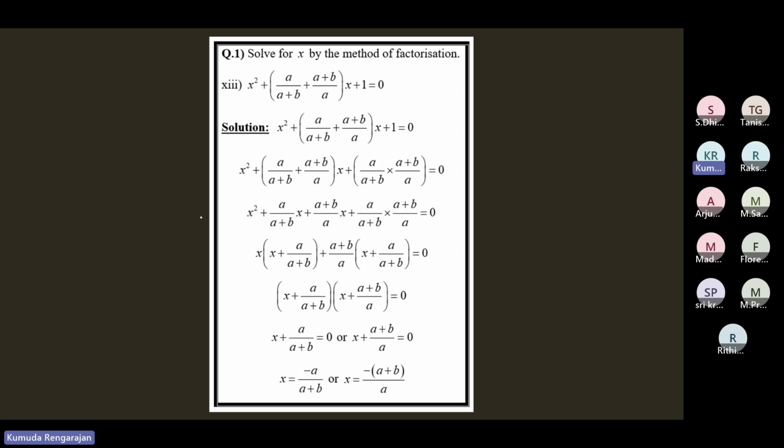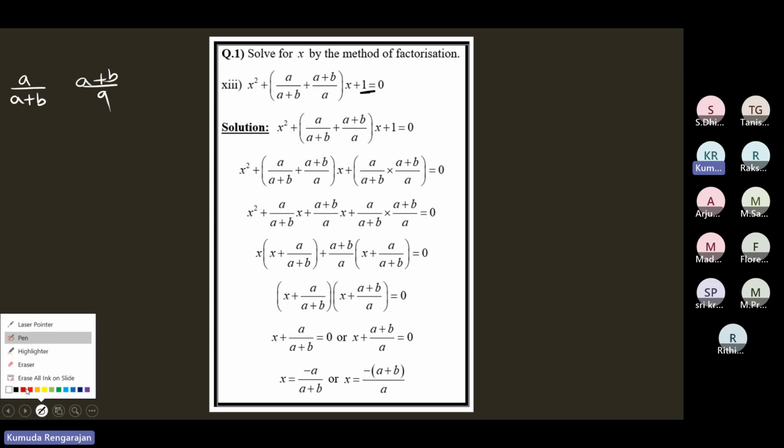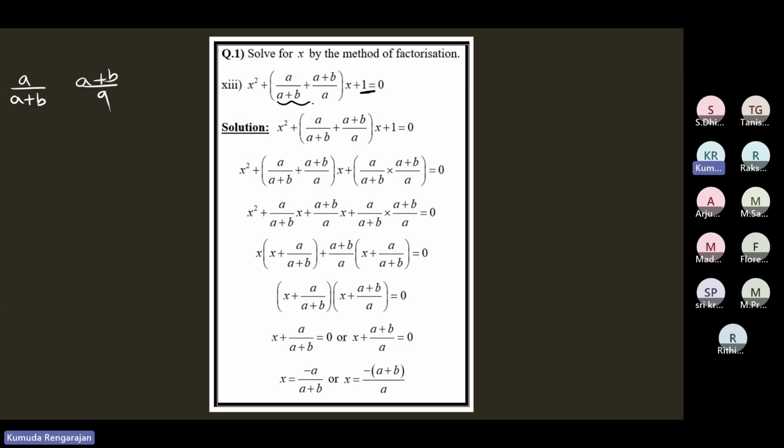So here what you're going to do is replace that last term 1. You're going to replace 1 with an expression and its reciprocal. And the expression is a by a plus b, and its reciprocal is a plus b by a. Why do we choose this expression? Because we have something of that here.